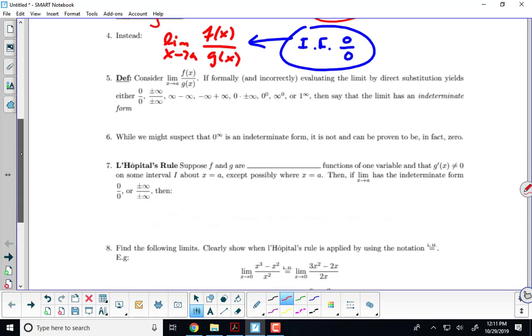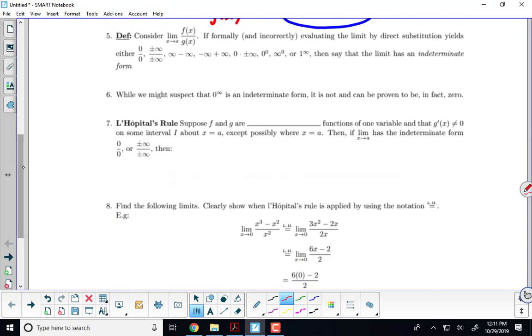Okay, so let's list all the indeterminate forms that we'll deal with in this class. Suppose we've got a limit of a quotient, or some other combination of functions, and formally and incorrectly plugging in the value a through direct substitution results in this structure: 0 over 0, plus or minus infinity over plus or minus infinity, infinity minus infinity, 0 times plus or minus infinity, or one of these indeterminate powers. Then we say that the limit has an indeterminate form.